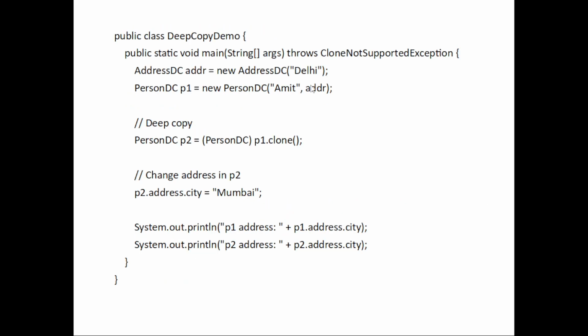And in the main method we created P1 with Delhi address and cloned it into P2, and then we changed the address of P2 to Mumbai. So in this case we will get the output Delhi as P1's address and Mumbai as P2's address. This is because both have separate address objects. In deep copy, all referenced objects are also copied, so changes don't affect the original.